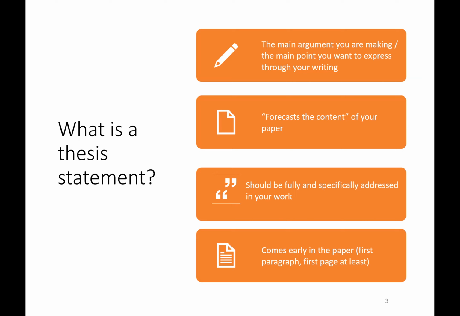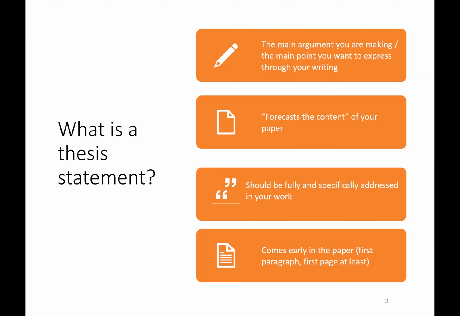Your thesis should be fully and specifically addressed in your work. I've sometimes seen it happen, and this is really easy to fall into: you start with a thesis and then you start writing and you realize it's going off track. And maybe that original thesis question has gotten lost a little bit. So you really want to keep your thesis in mind throughout and make sure that you keep coming back to that main point, keep tying it into that overall argument that you're making.